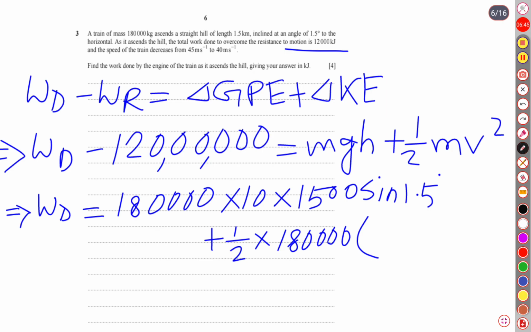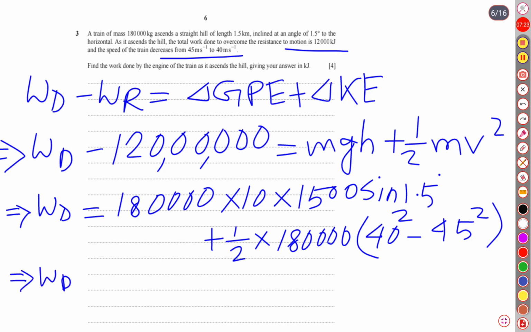Now just have a look at this. The speed of the train decreases from 45 meter per second to 40 meter per second. So always remember, it's a very crucial point, as we have used the plus symbol in front of half, the final velocity should always be written first. And what was the final velocity? The final velocity was 40 meter per second. So, 40 square minus 45 squared. Let's move on to the next step.